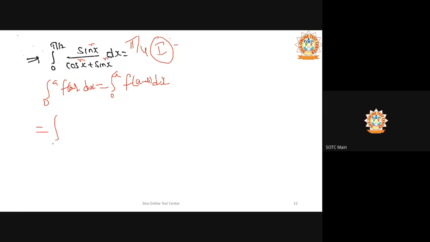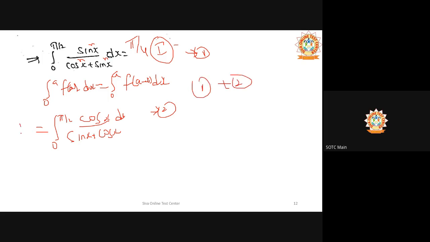What will become integration of 0 to pi by 2 sin(pi by 2 minus x)? It becomes cos x. Next, cos(pi by 2 minus x) becomes sin x. Plus here sin(pi by 2 minus x) will come cos x dx. Now, assuming this equation as 1 and this equation as 2, I am doing 1 plus 2. So this is also I, right? This is also I only, we just applied this property. So now what will become?